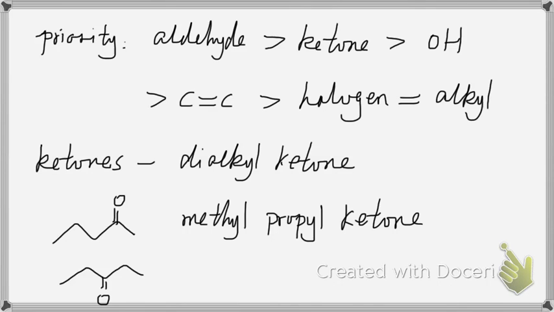On the left side of the carbonyl, we have 2 carbons. That's an ethyl group. On the right-hand side, another 2 carbons, another ethyl group. So this is a symmetrical ketone. And we can name it as diethyl ketone. All right.